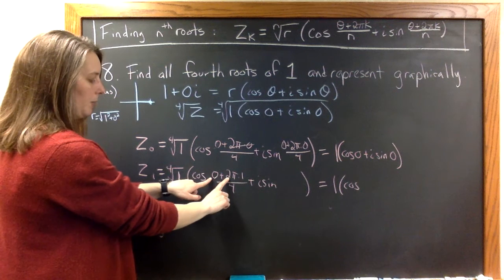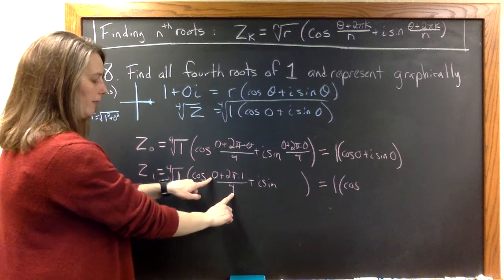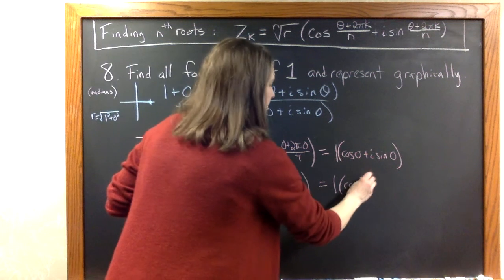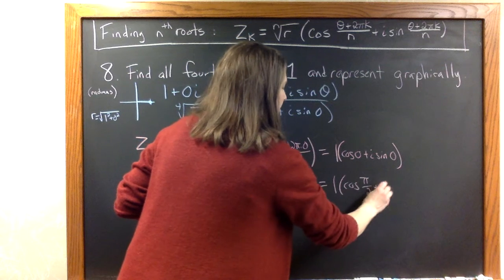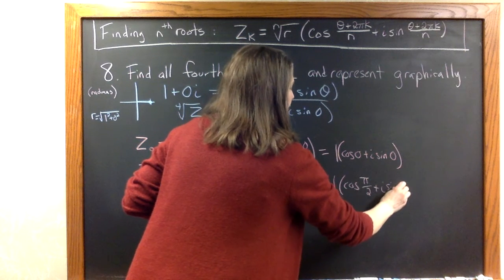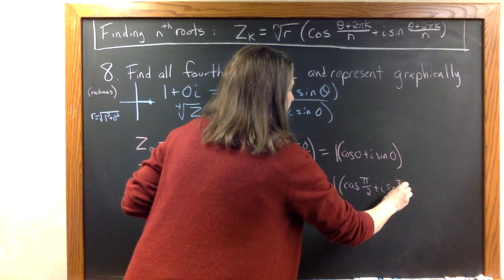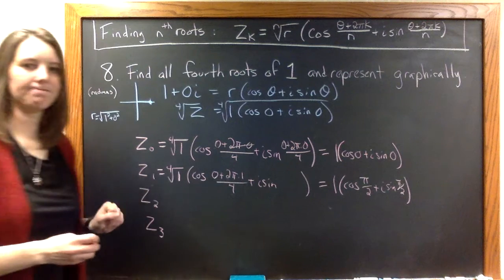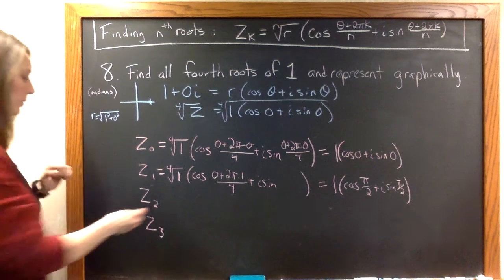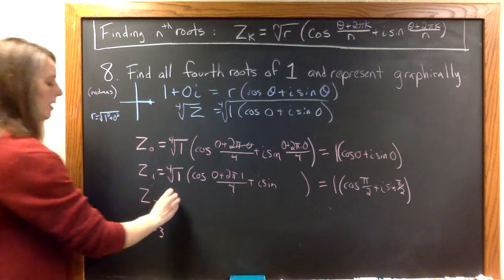This is 0 plus 2 pi, so this is 2 pi over 4, which reduces to pi over 2. So cosine pi over 2 plus i sine pi over 2. Okay, there's our second solution. We're going to go to our next solution.